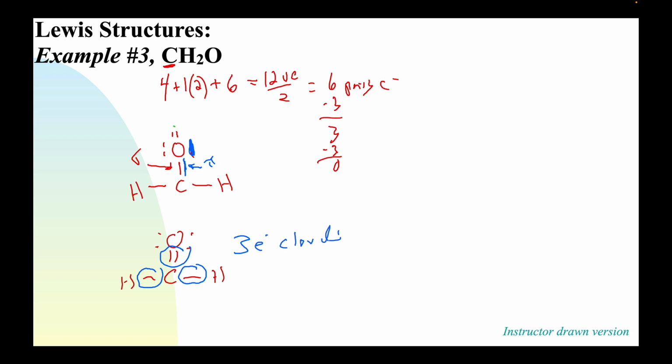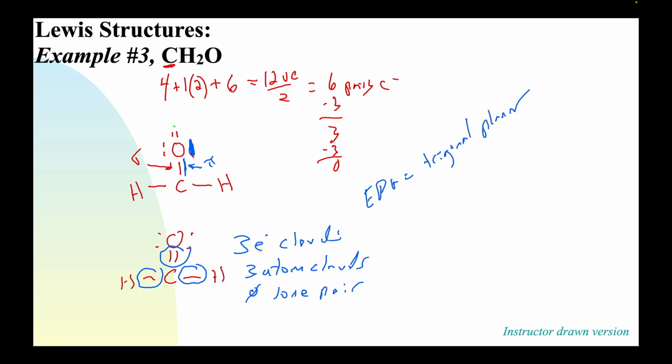Now, all 3 of these electron clouds are connected to atoms. So these are 3 atom clouds, and there are 0 lone pair clouds. So if you look on that little table in our lab then, 3 electron clouds that are all atom clouds, the EPG will be what's called trigonal planar. Trigonal planar is kind of like a triangle.